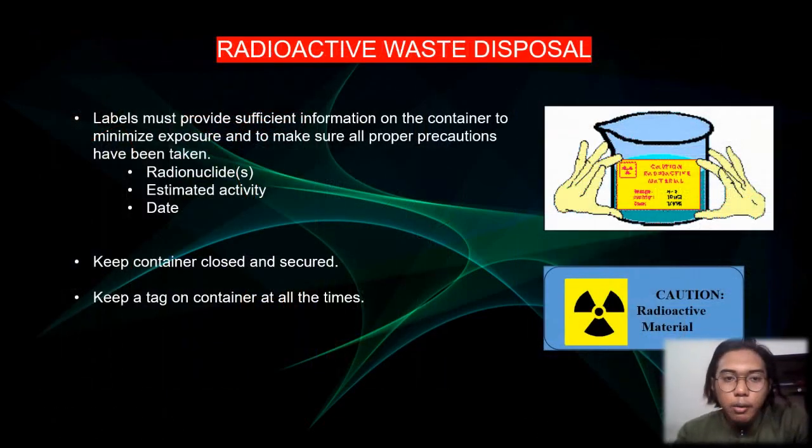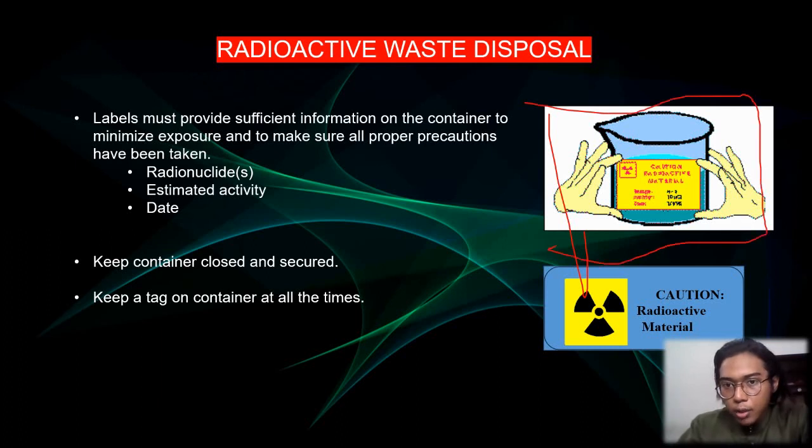Okay, now I will explain how to dispose of radioactive waste. First, the label must provide sufficient information on the container to minimize exposure and to make sure all proper precautions have been taken, such as type of radionuclides, estimated activity, and date. Second, keep the container closed and secure. And third, keep a tag on the container at all times. This is an example of how to label and tag a container.